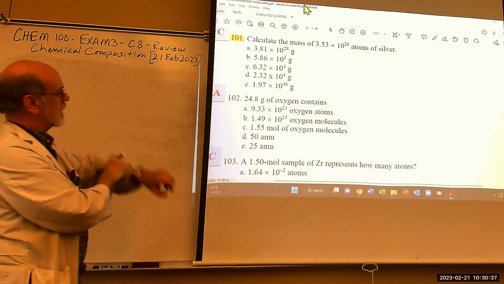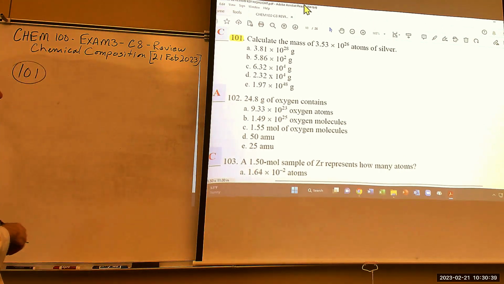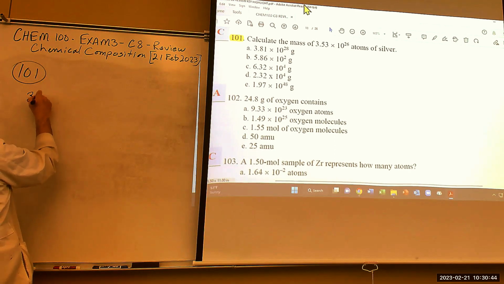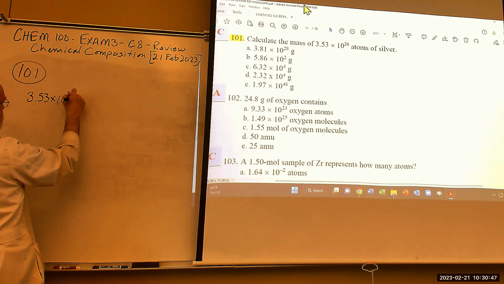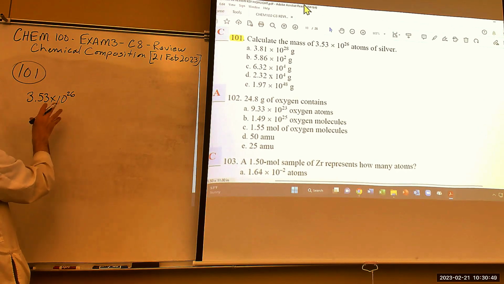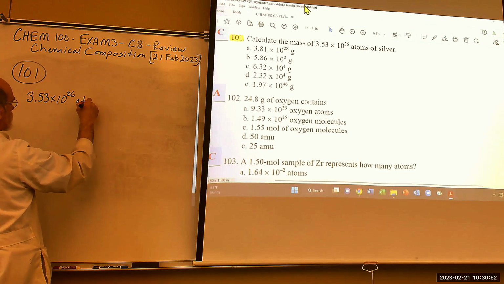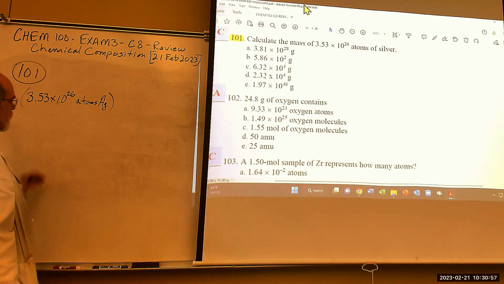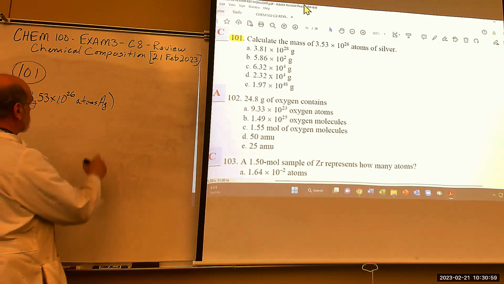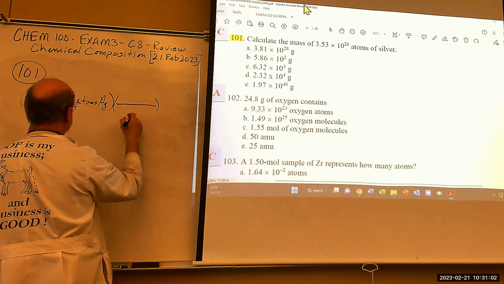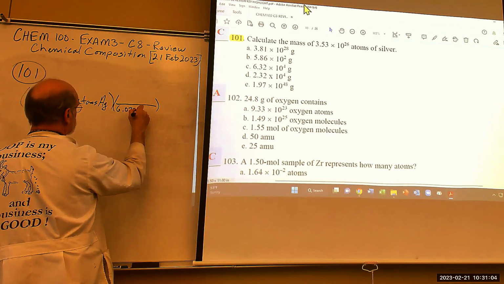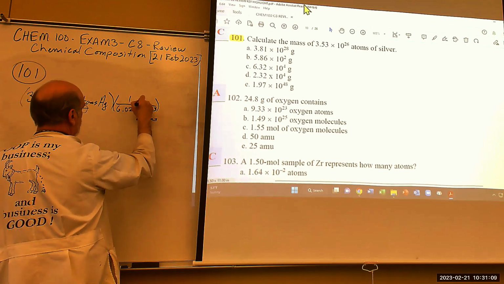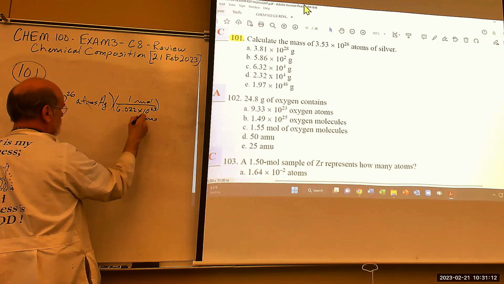We're doing on time. Okay, we got a half hour. Calculate the mass of 3.53 times 10 to the 26 atoms of silver. We want to know the mass. Well, we don't have a conversion factor that will go straight from atoms to mass. We have to find out how many moles there are first. 6.022 times 10 to the 23rd atoms in 1 mole. Right? Takes care of that.